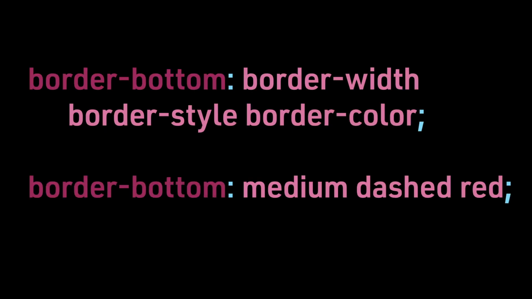Border-bottom, border-width, border-style, border-color. Border-bottom: medium dashed red. This example states that the bottom border of an element should be medium width, dashed style, and red in color.